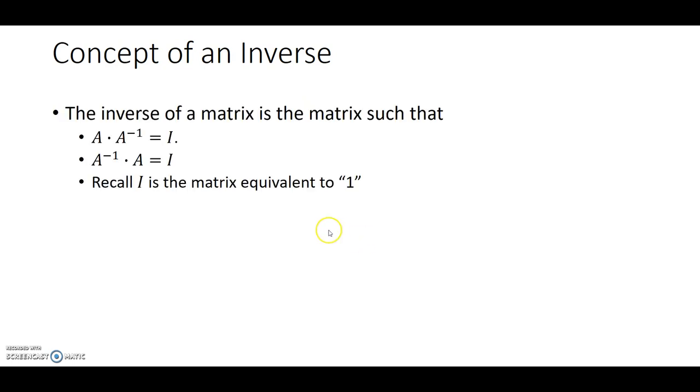So for a matrix, the idea is pretty much the same. A times the inverse of A is equal to the identity, because I, or the identity matrix, is the matrix that's equivalent to 1. So when we multiply something by the identity, we don't change it. Similarly, we would expect that the inverse of A times A itself would equal the identity, regardless of which order we multiply the inverse in.